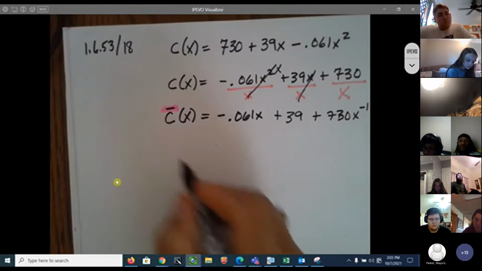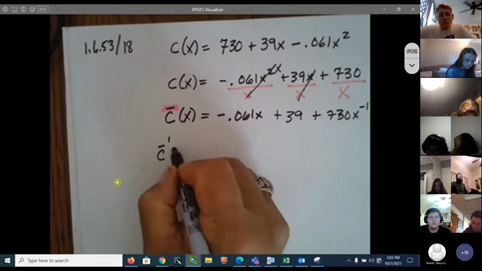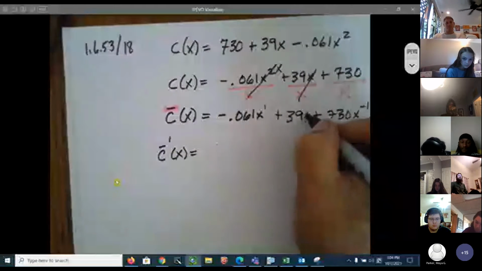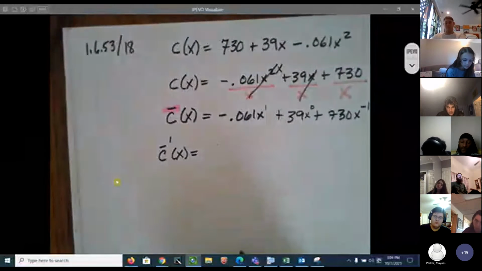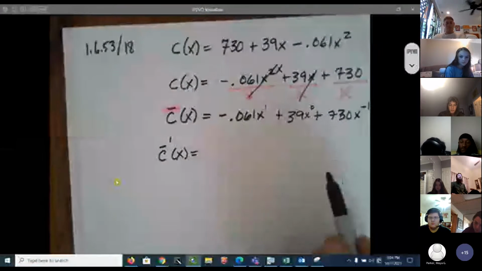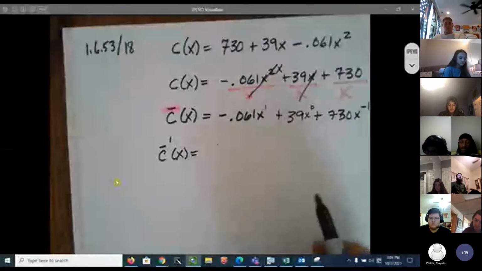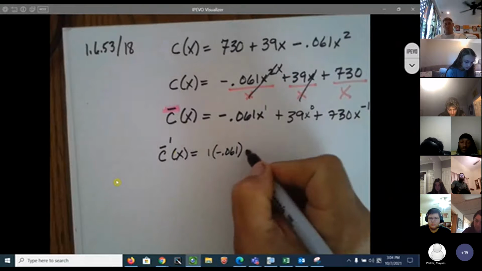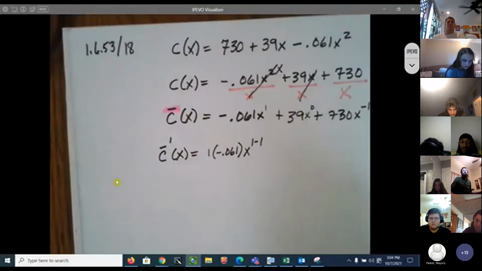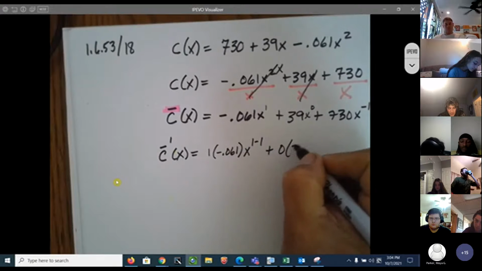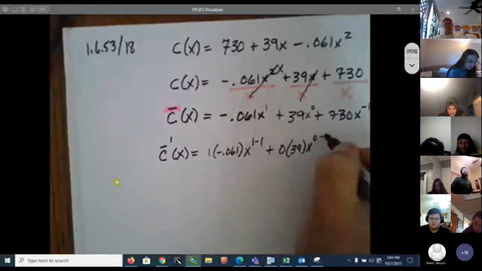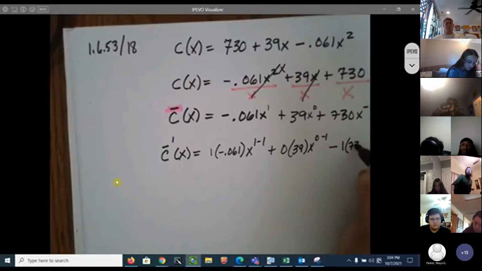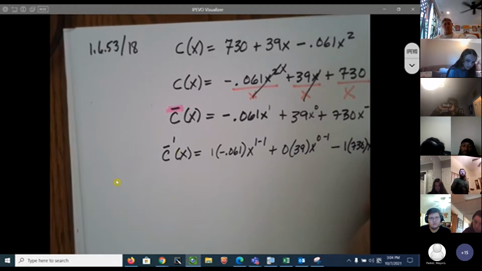And now I'm going to do c hat prime of x. And yes, I'm putting those in there because I don't want to mess it up. So that's going to be 1 times negative 0.061 x to the 1 minus 1 plus 0 times 39 x to the 0 minus 1 minus 1 times 730 x to the negative 1 minus 1.